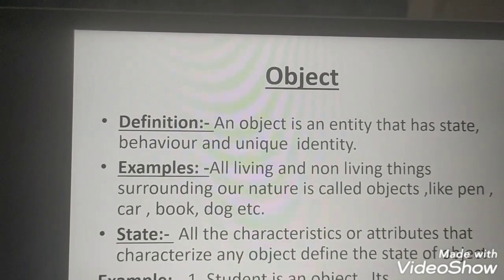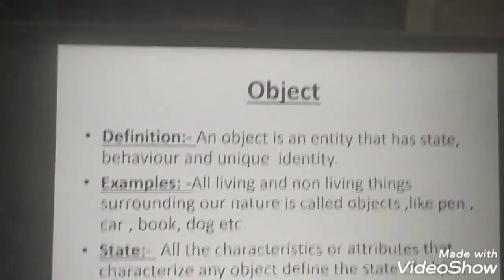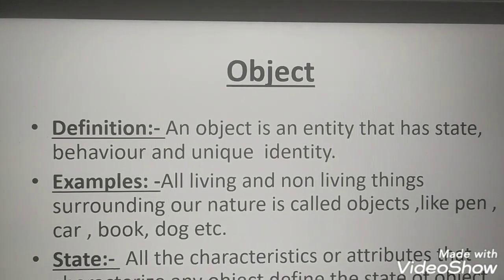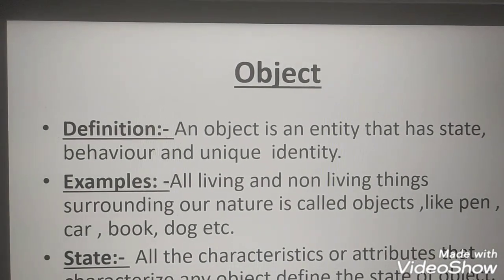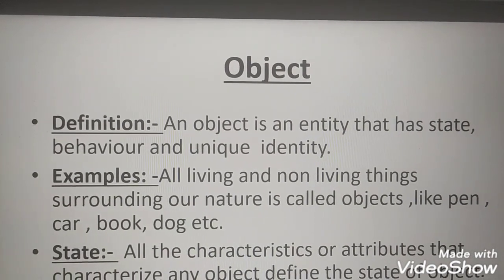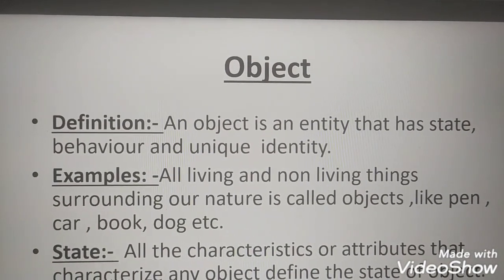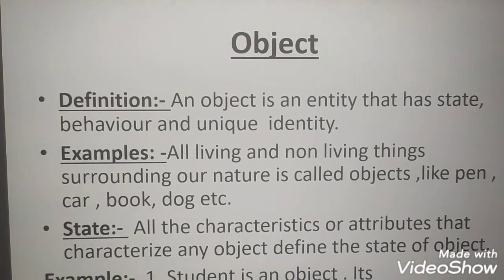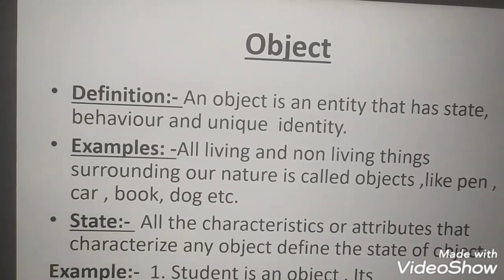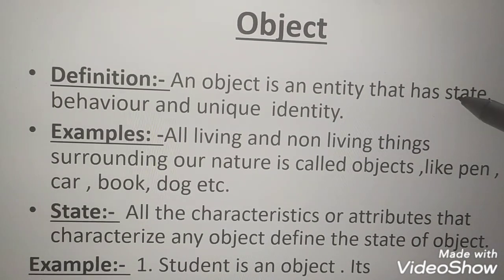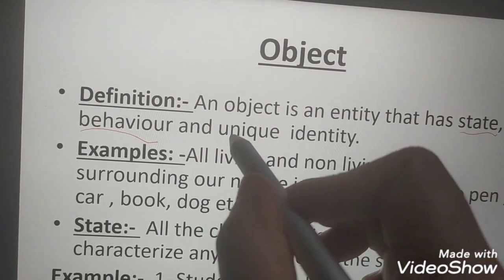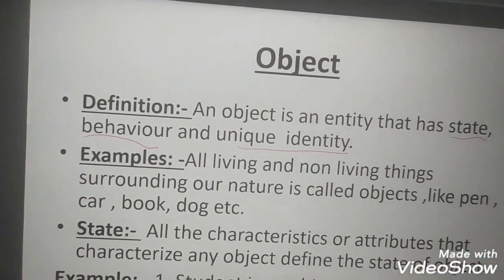But an object has a certain definition. What is the definition? The object is an entity that has a state, behavior and unique identity. So how can I define it? It is an entity which has a state, behavior and unique identity. So first we individually have to explain what is the meaning of the state, what is the meaning of the behavior and what is the meaning of unique identity.